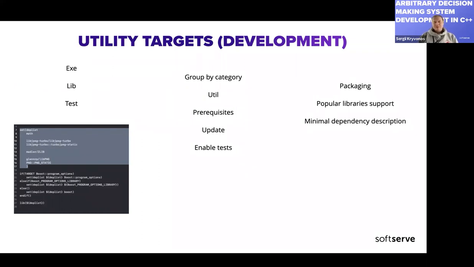Next slide, utility targets. In order to optimize R&D time, I also decided to provide additional utility targets. So here's the picture. You can see how a single component description looks like. Please note how short it is, because you never see a CMake file this short in order to provide a component library. The last line, 27, says it's lib. A library which depends on another component and libjpeg-turbo, for example.